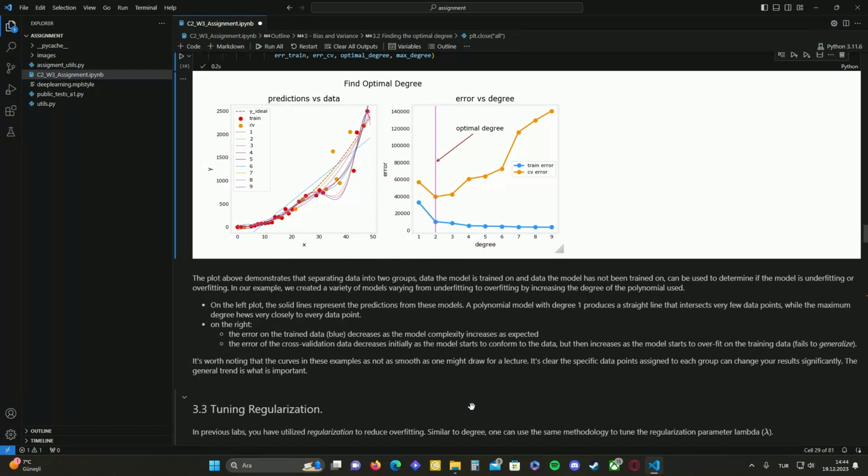On the right, the error on the training data, blue, decreases as the model complexity increases, as expected. The error of the cross-validation data decreases initially as the model starts to conform to the data, but then increases as the model starts to overfit the training data and fails to generalize. Okay, so this is the optimal degree, this point. 2.